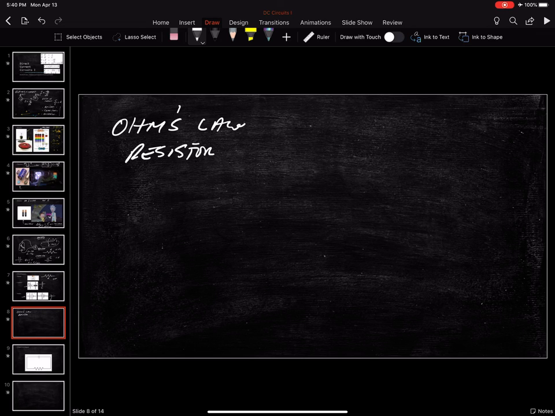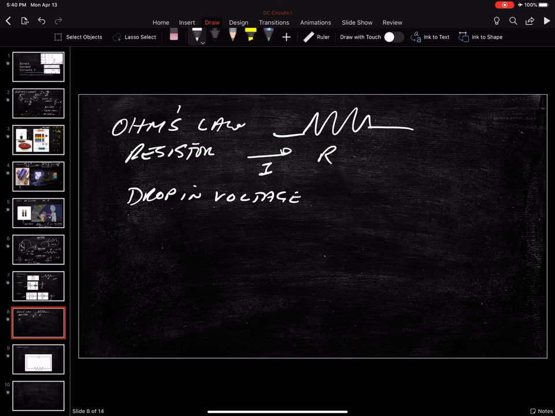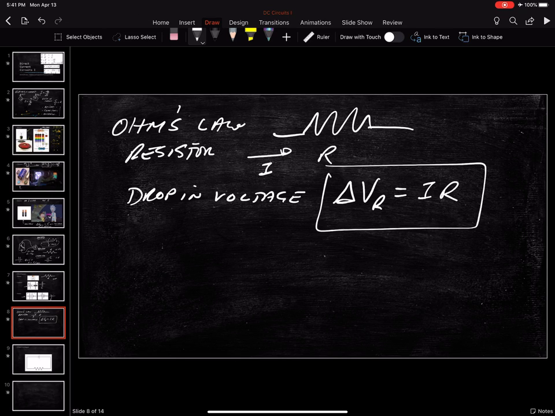That said, if you have a resistor with some resistance R, and there's a current which goes across this resistor, then there's a drop in voltage between both sides of this resistor. And that drop in voltage, that change in voltage for this resistor, is I times R. Okay? And this is for a resistor. This is not for a capacitor. This is not for a battery or anything else.